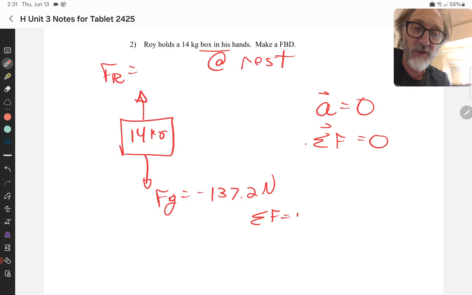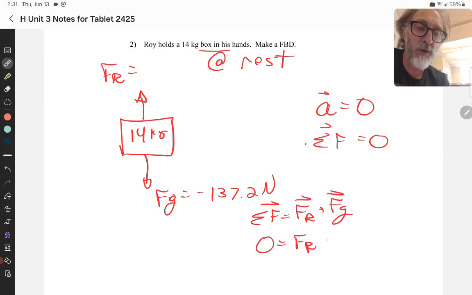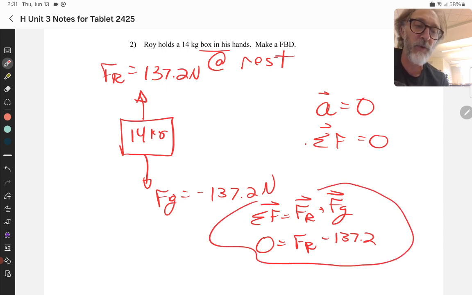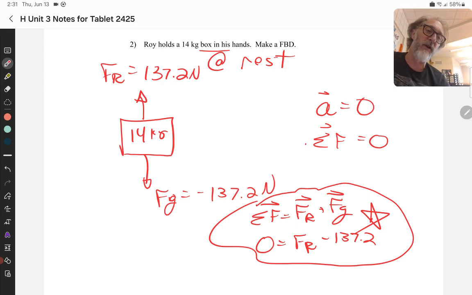If you're somebody who's driven by equations, it's this: net force is force of Roy plus force of gravity. My net force is 0. Force of Roy, I don't know. Force of gravity is negative 137.2. So force of Roy has to be 137.2 newtons. Do you need to write all that out for this one? No. But as the problems get more complicated, this process will make your life easier. So there we go, that's our free body diagram.